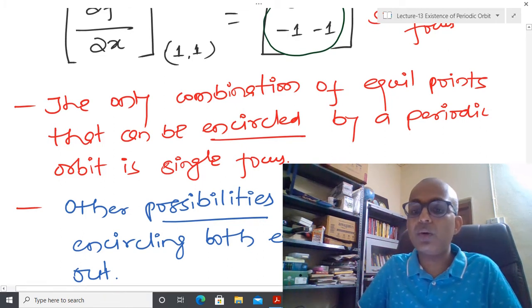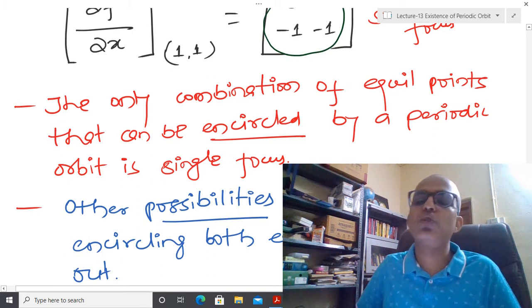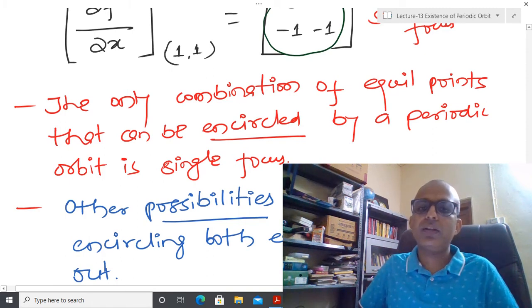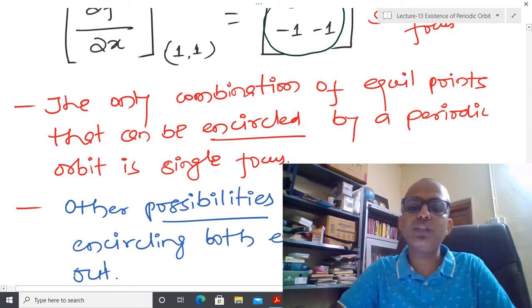Why do I have this type of combination where we don't have a periodic orbit? Trapping is not possible because one vector field of this saddle point is going out, so I cannot remain inside this closed orbit. That is the interpretation. Now I am going to conclude today's lecture.